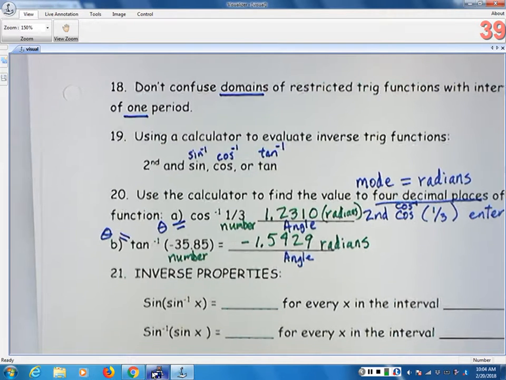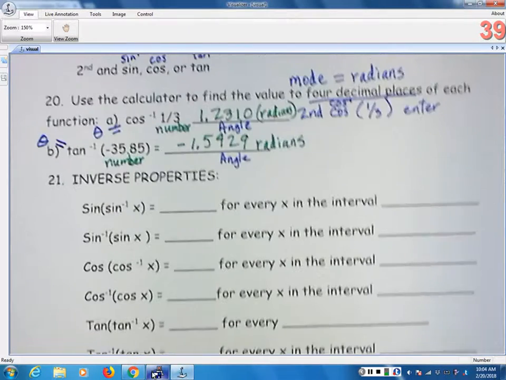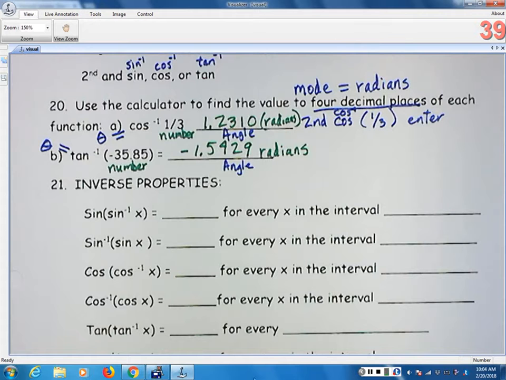All right, and we will. I never took roll today, so I'm going to pause it right now.